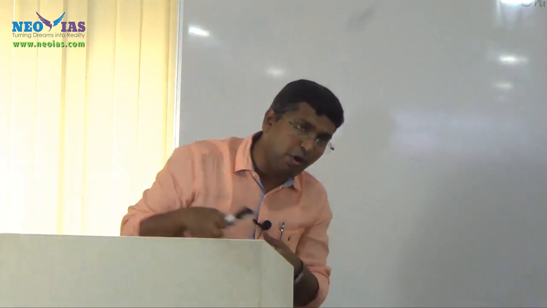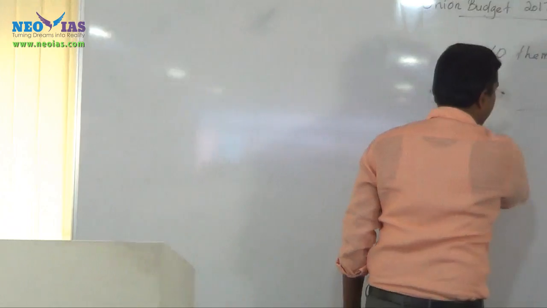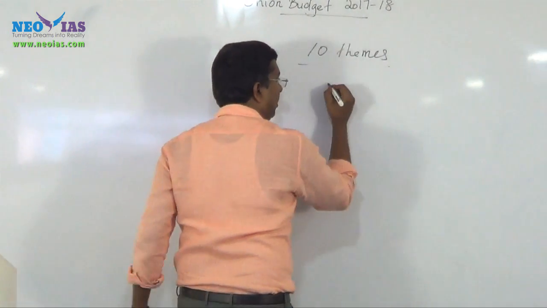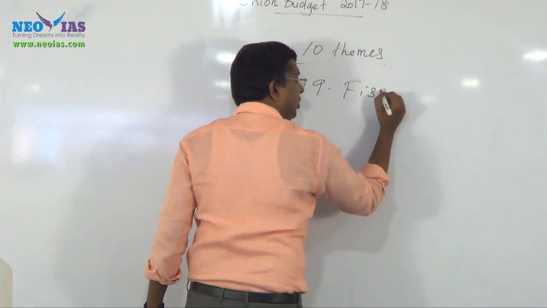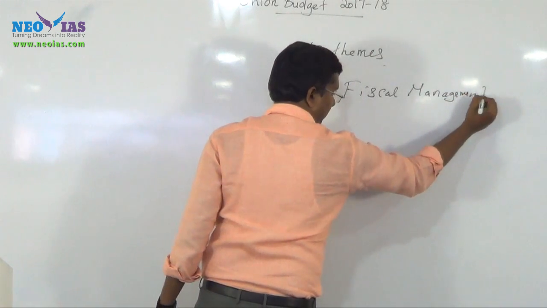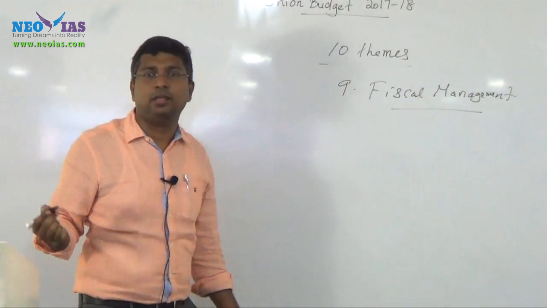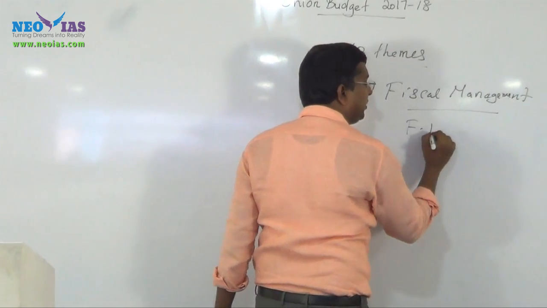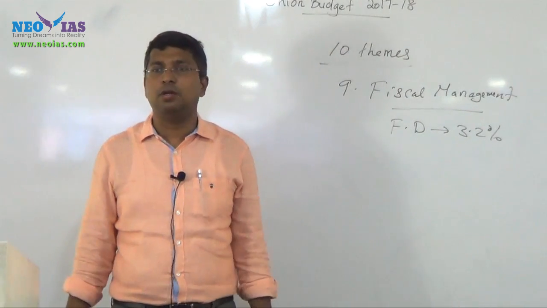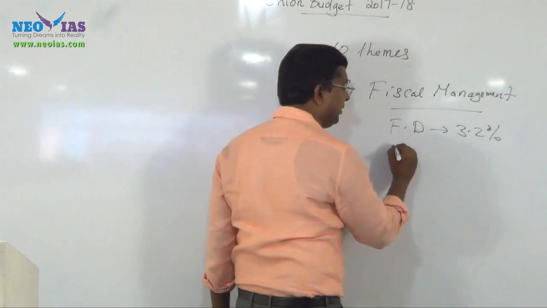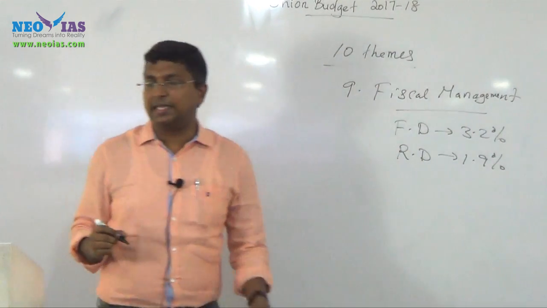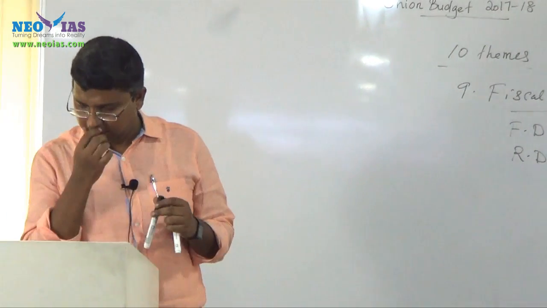Then another one, which we already discussed, is fiscal management, the 9th theme. We already discussed fiscal management in the last session. As part of it, we know the government has set a target for fiscal deficit of 3.2% for 2017-18. For revenue deficit, the target is 1.9%. So two important targets have been set as part of fiscal management.